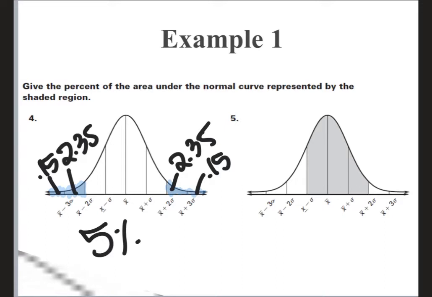All right, the next one. I'm going to shade it a little bit for you so you can see it better. I'm shading this part and this part. So going back to the other standard curve, you know this piece is 34%, this piece is 34%, and this one is 13.5%.